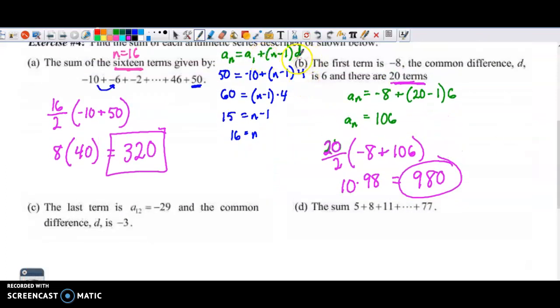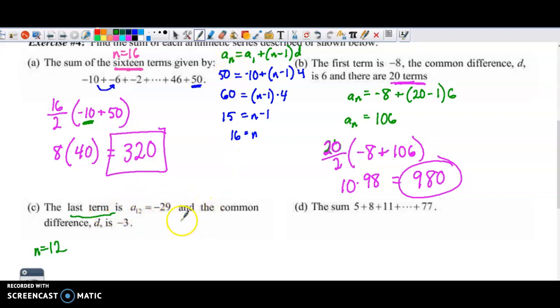So hopefully you've written down that green equation because I'm going to need it again. This time they give you the last term, but they don't give you the first term, so we can't use that first term in the problem. Well, we do know that n is 12, because it tells us that a sub 12 is the last term.